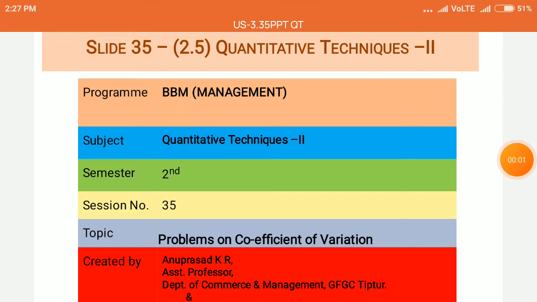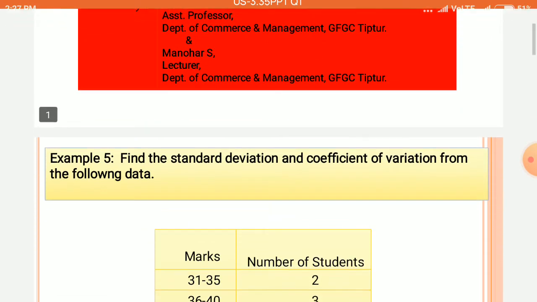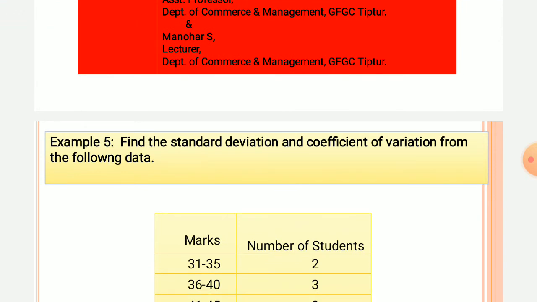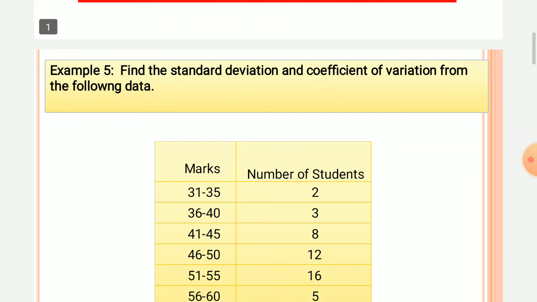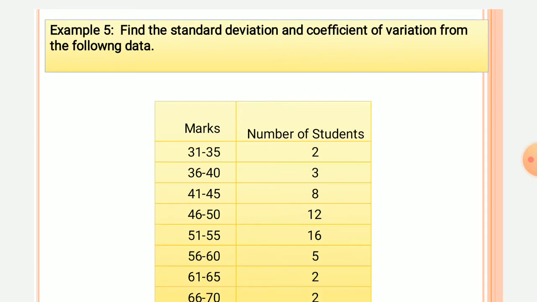Here we have been solving problems on coefficient of variation for the last 2-3 sessions, and from this example we can understand clearly the calculation of standard deviation and its coefficient under inclusive class interval. So here, find the standard deviation and coefficient of variation from the following data.